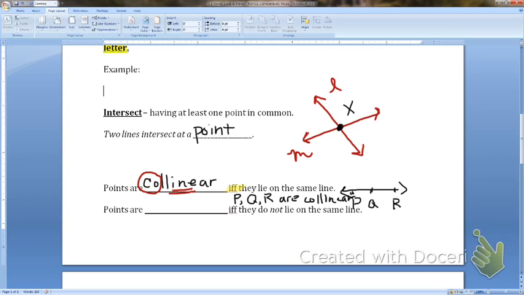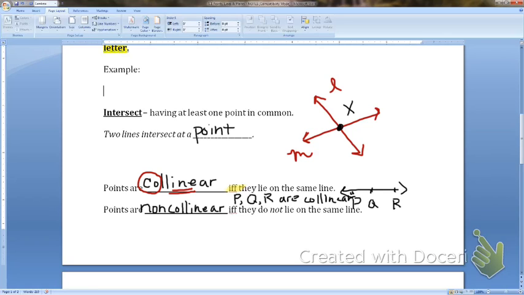So then we have something to talk about. Points are what if they do not lie on the same line? Well, no surprise here, points are non-collinear. Yes, that's a real word. Non-collinear. So, if we look at the word non-collinear, non means no, and we already talked that collinear means same line, so not on the same line.